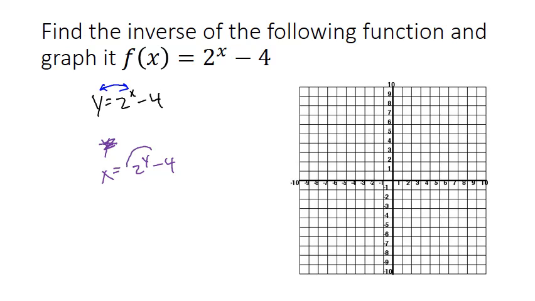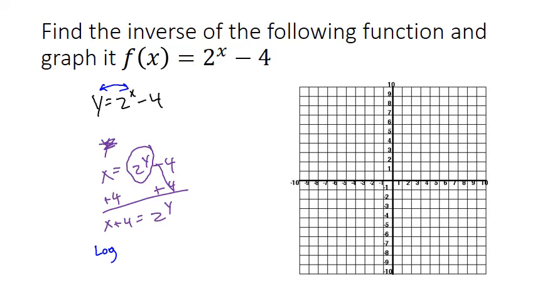Let's get the exponential part of it by itself. So we need to add 4 to both sides of our equation. Now we have x plus 4 equals 2 to the y. But how do we get the y by itself? We need to do a logarithm. So we're going to do a log base 2 on both sides.